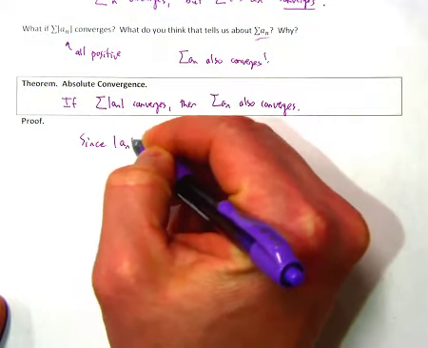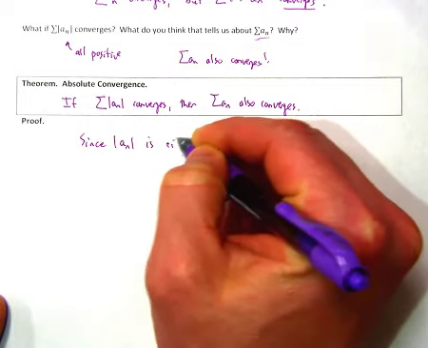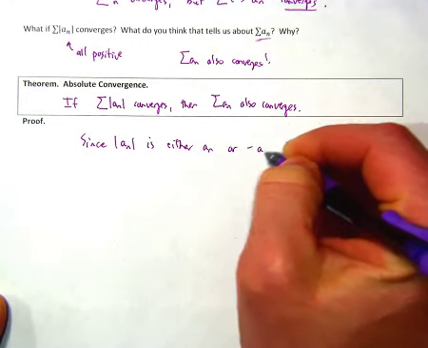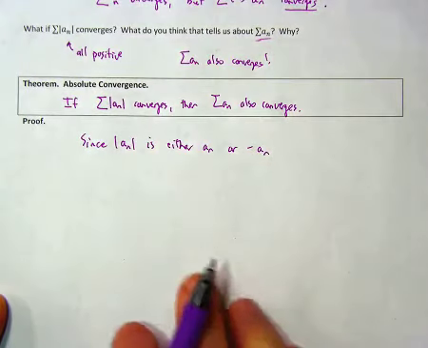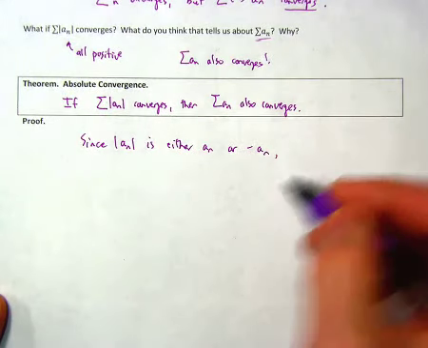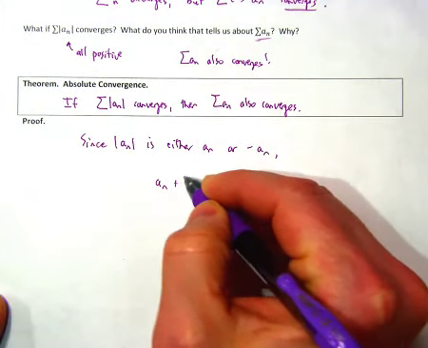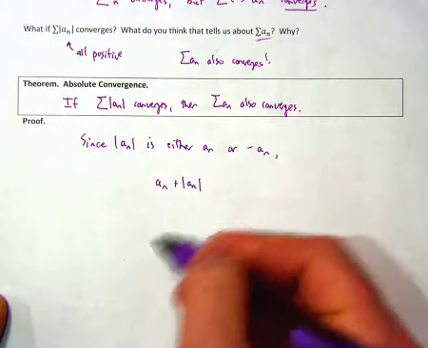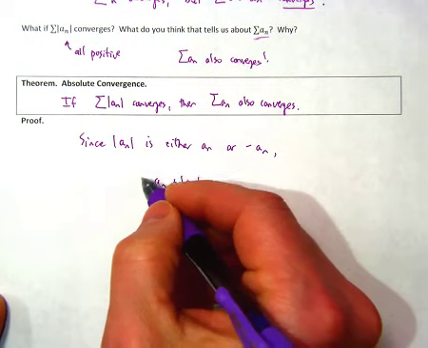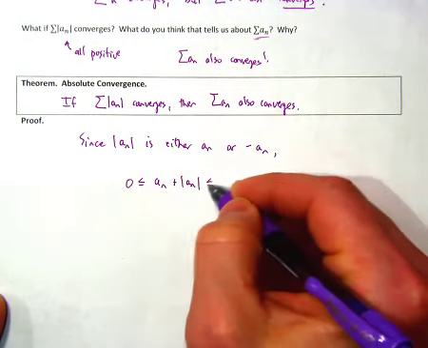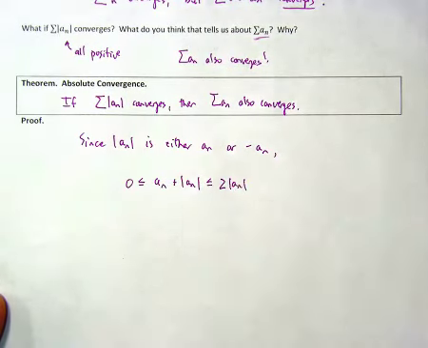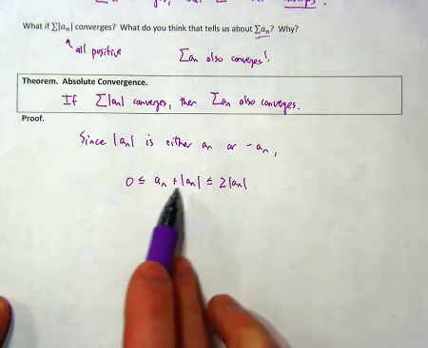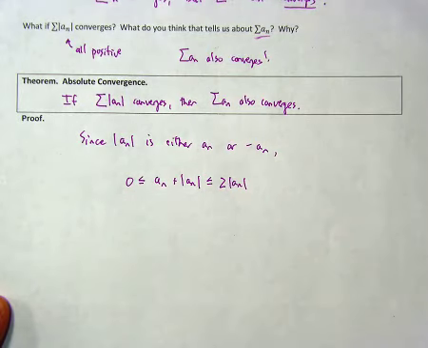Since the absolute value of a sub n is either a sub n if they're already positive, or the opposite of a sub n if they're negative terms, a sub n plus the absolute value of a sub n is either 0 or double the absolute value. So we're going to say that's between 0 and double the absolute value. If it's already positive, then it's just double that. If it's negative, then adding them together will actually be 0.